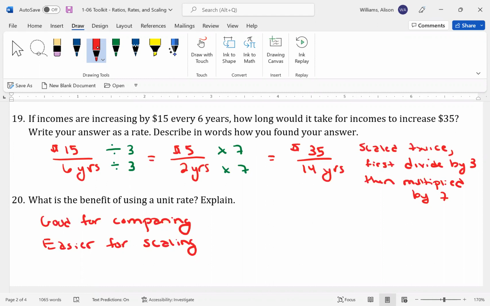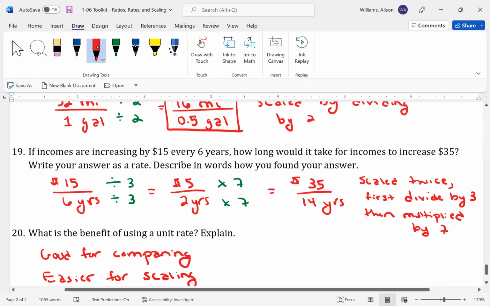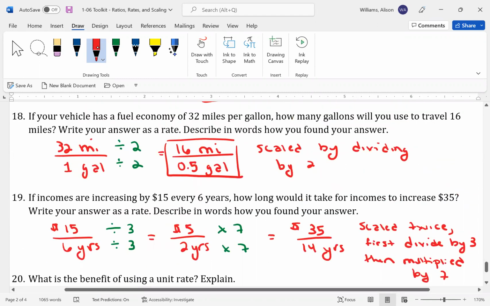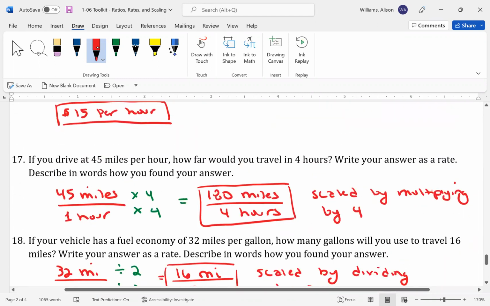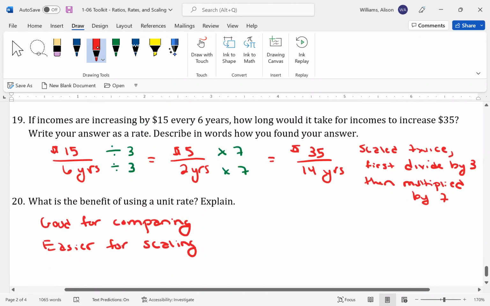So it's nicer for scaling. Like you might remember earlier when we were scaling these, right? It was just so much easier when we started with a unit rate. So it's easier for scaling and it's good for comparing. And there you go. Rates and ratios.